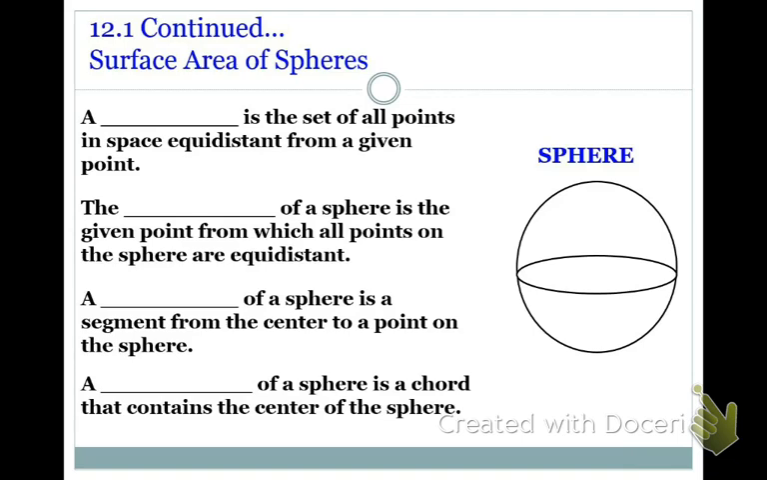Obviously not a polyhedron, right? Remember, a polyhedron has polygons for its sides, and a sphere doesn't have any sides, right? So a sphere is just a ball, is what we're talking about. So here you see a picture of a sphere.